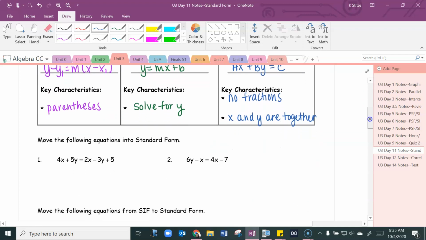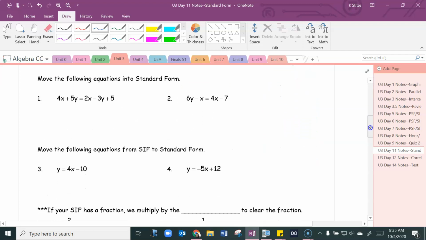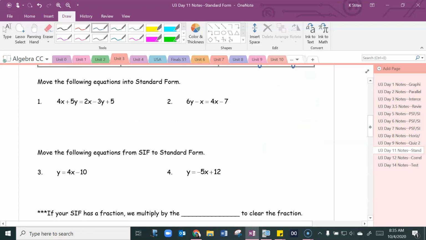All right, so let's see how we would do this. Move the following equations into standard form. Basically, we want x and y to be on the same side together. We want our number to be on the other side. So I'm going to subtract my 2x over so that it will be with my 4x. And I'm going to add my 3y over so that it will be with my 5y.